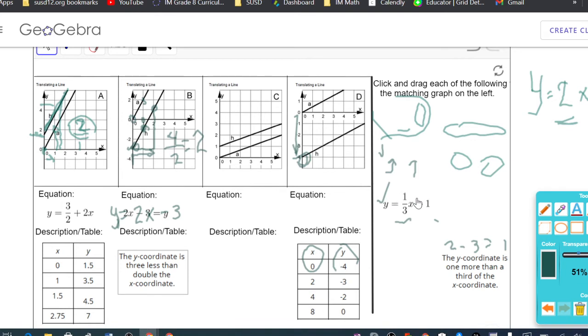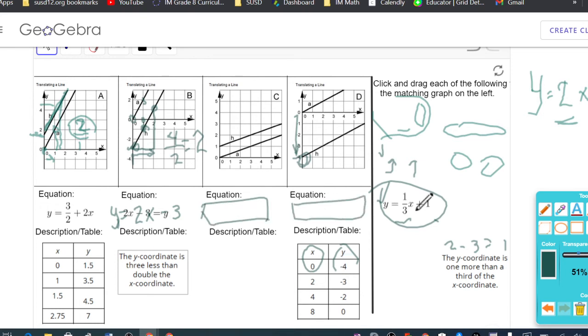Okay, we have one equation left to choose from, but we have 2 places. So let's figure out which one this fits. The y-intercept is +1. Oh, that's too easy. Here we are, +1. The y-intercept is +1. So right away, I know where this equation goes. It goes right here.